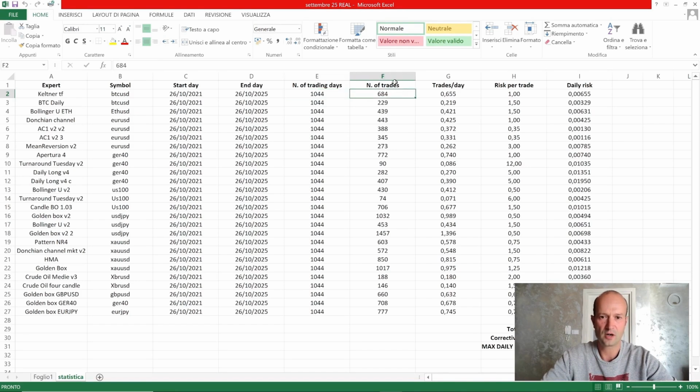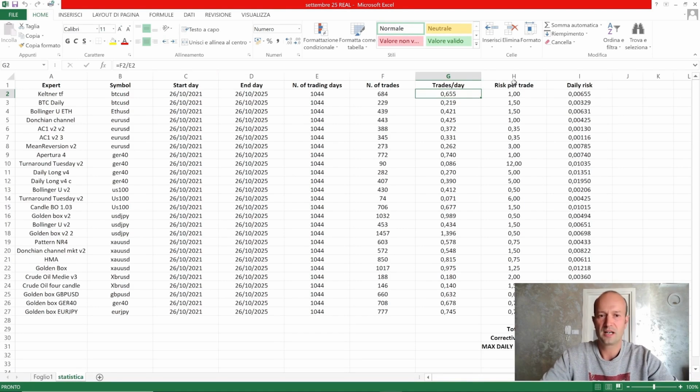We then added a column where, for each expert during this test period, we recorded how many trades were made. This is an important piece of data because we use it to calculate how many trades per day that expert makes. So, for example, in the case of the first one, we have 1,044 trading days and 684 trades were made. So we're going to do 684, as shown in the formula, divided by the number of days. And we get a number that tells us that statistically and on average, our expert makes 0.655 trades per day.